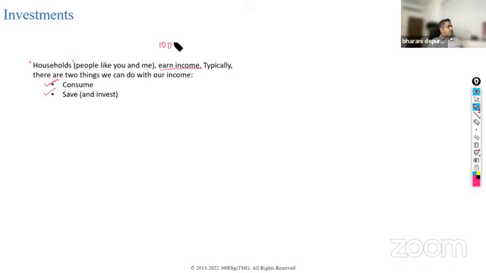Say you are earning $10,000 per month. Either you spend the entire money, that means you're consuming your entire income, or you might say that I'll spend $6,000 and another $4,000 I'm going to save. Typically, this is how humans behave.